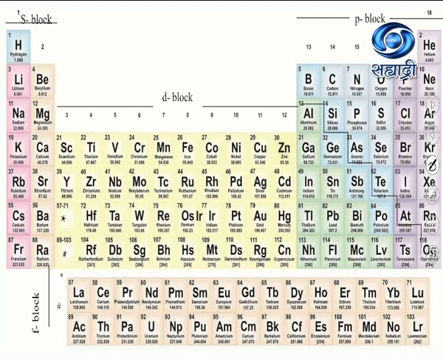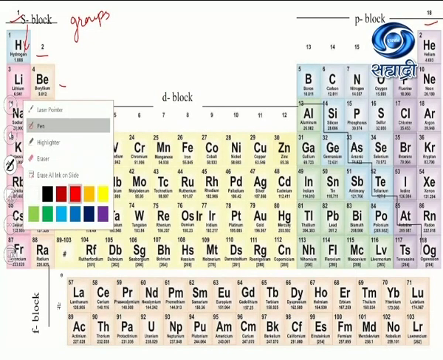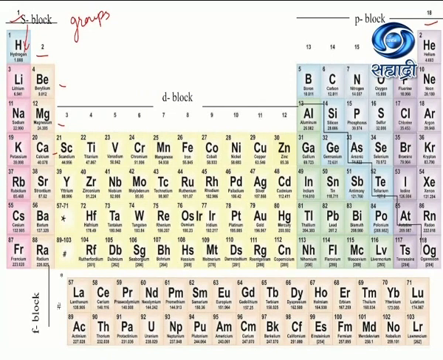Now, as you can see, this periodic table is divided into 18 groups. Vertical columns are called groups, and horizontal rows are called periods. Children, we write our timetable in such a manner: first period, second period, third period, like this, and then Sunday, Monday, Tuesday in columns. So similarly, you can remember that there are 18 groups as vertical columns and horizontal rows are called periods.